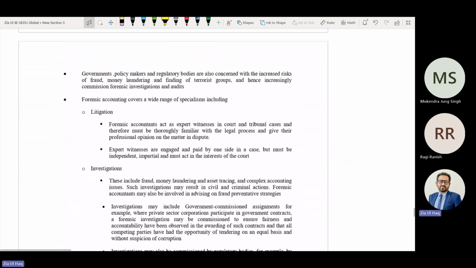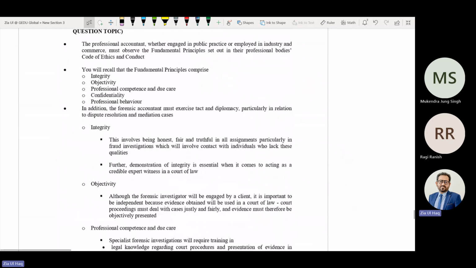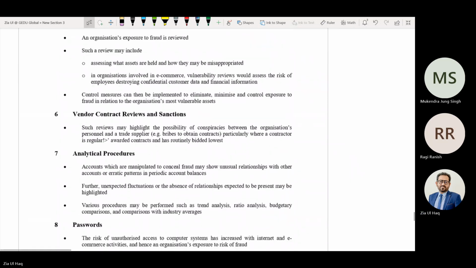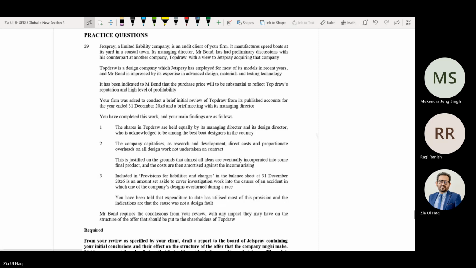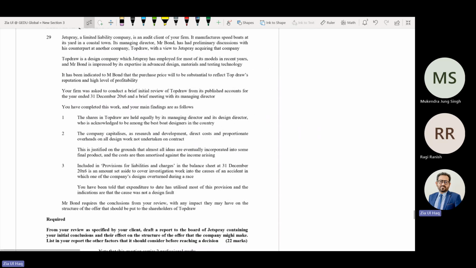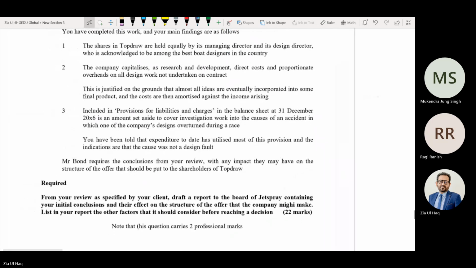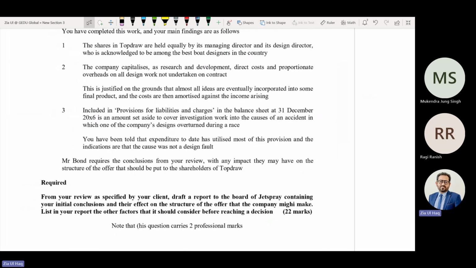I hope it's there. I hope it should be there. Yeah, Jet Spray. For 22 marks, what do we need to do? From your review as specified by your client, not audit. This means we are going to perform a review, meaning a non-audit engagement.